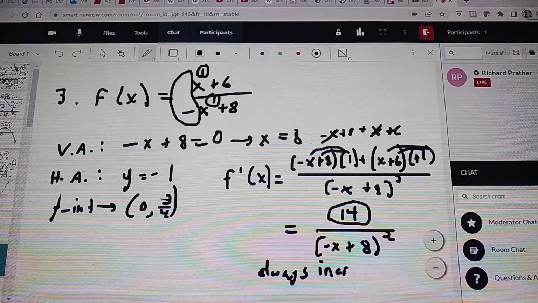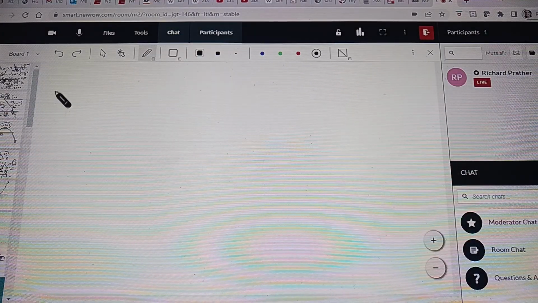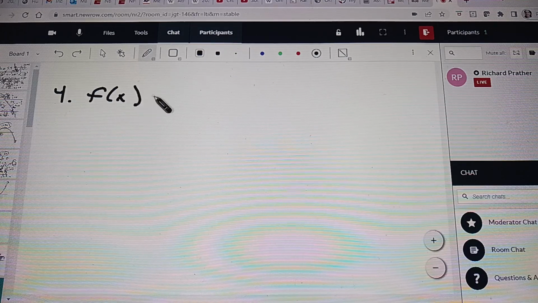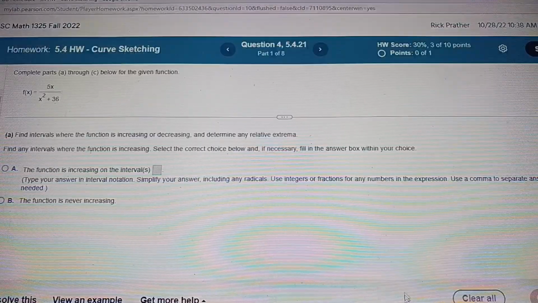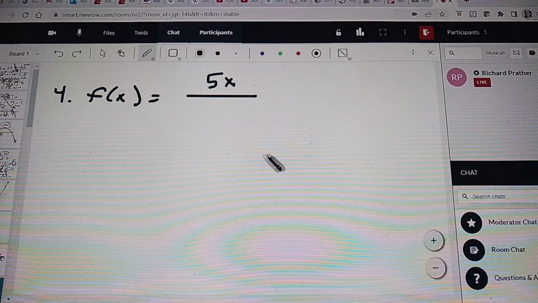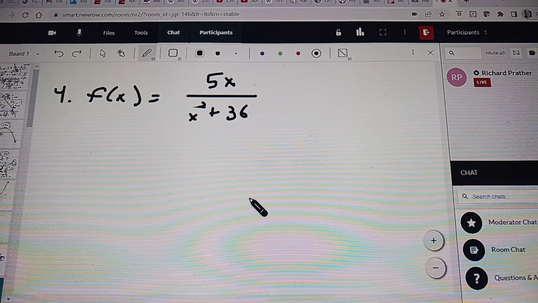Okay, number 4. The original function is 5x over x squared plus 36. Okay, so we could get the... Now this doesn't have end behavior to worry about because it's not a polynomial. We could get the asymptotes, if any.